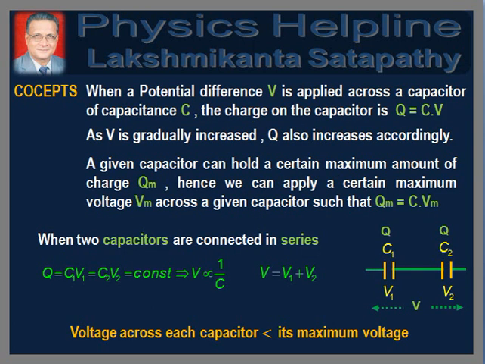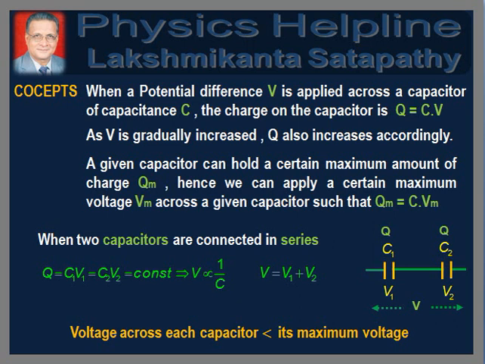Before proceeding to solve the problem, let us recall the related concepts. When a potential difference V is applied across a capacitor of capacitance C, the charge on the capacitor is given by Q equal to CV. When the applied voltage is gradually increased, the charge on the capacitor also increases accordingly. A given capacitor can hold a certain maximum amount of charge Qm, hence we can apply a certain maximum voltage Vm across the given capacitor such that Qm is equal to C into Vm.